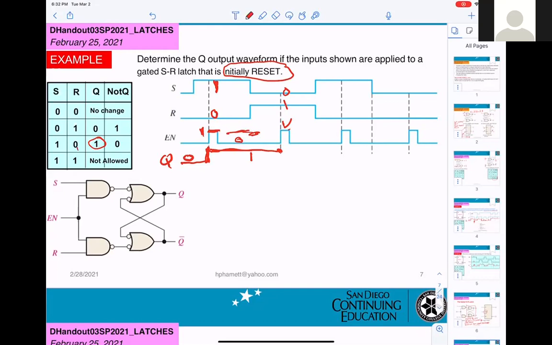Q is 0. Okay, you don't know, look into the table. It still goes to zero, and it must stay until the next enable here. Q is one. Okay. And then Q will be one. Okay, and they will go. That's how they look like.